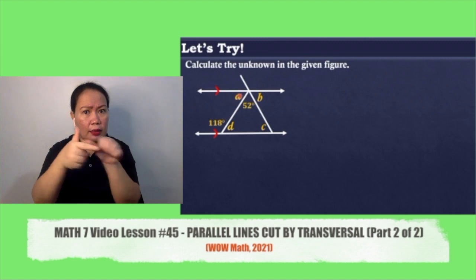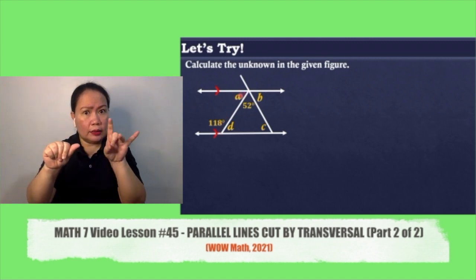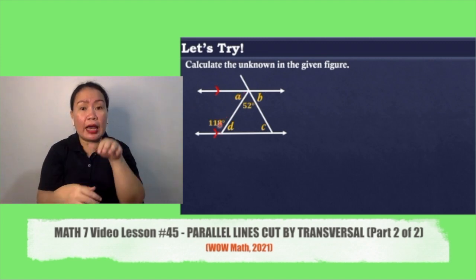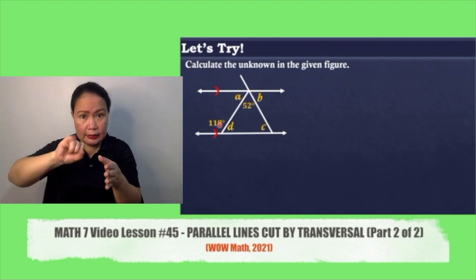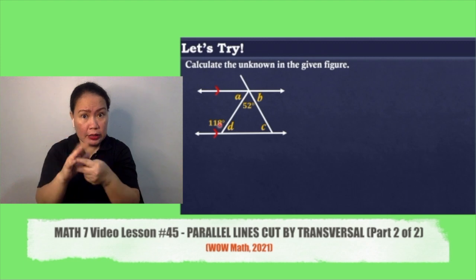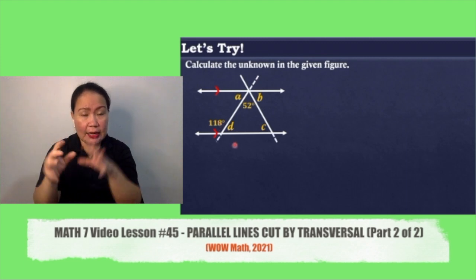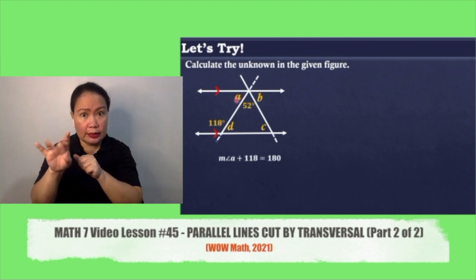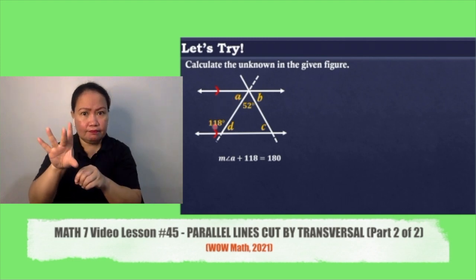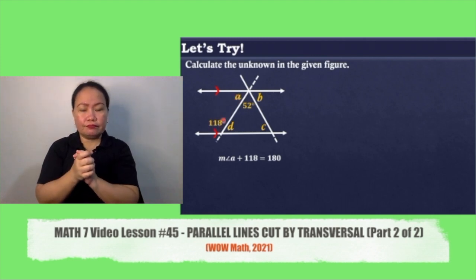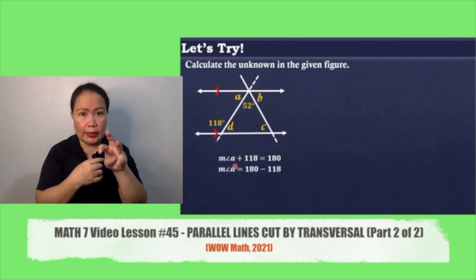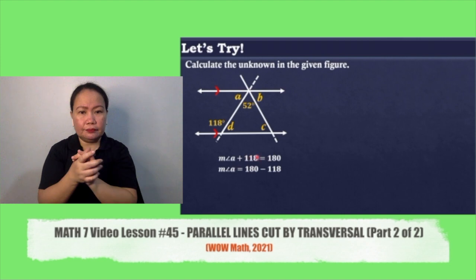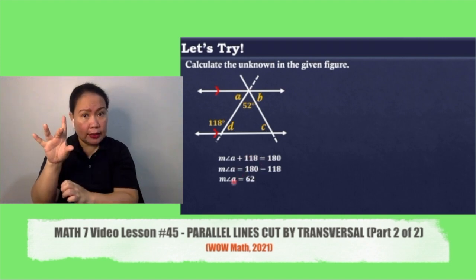Itong angle na to, they are interior angles on the same side. So, kung interior angles on the same side yan, ibig sabihin, 180 dapat. Supplementary yan. So, yun ang gagawin natin. Okay. So, the measure of angle A and 118 degrees must have a sum of 180. Okay. So, the measure of angle A is equal to 180 minus 118. Therefore, your angle A is equal to 62 degrees.